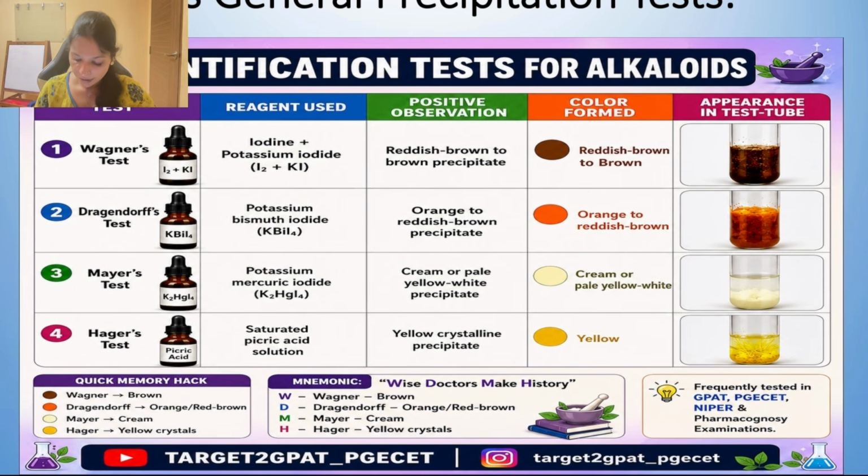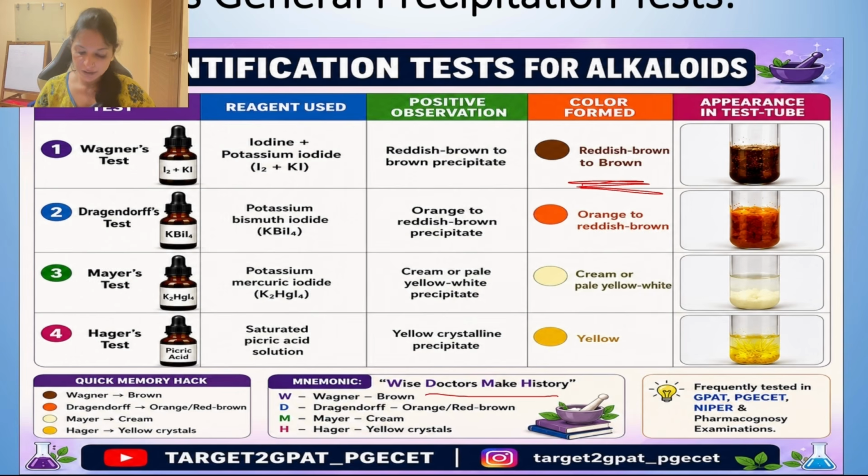Hager's test. And here Wagner means directly brown. Whenever alkaloid is present, the precipitate formed will be reddish to brown, and Dragendorff's will again be orange to reddish brown. And in case of Mayer's, it is cream or pale yellow white. And coming to the last one, Hager's means yellow crystals will be formed.